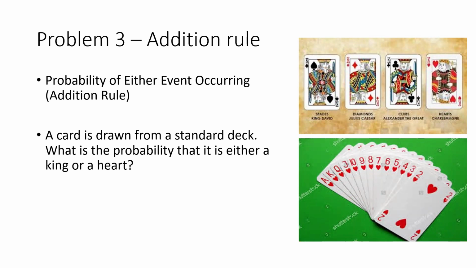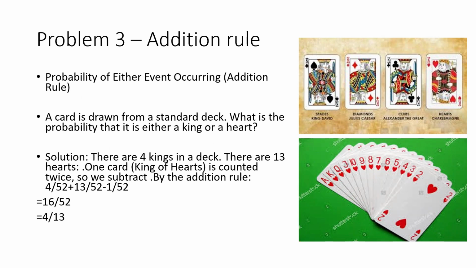For the probability of either event occurring, we have to use the addition rule. A card is drawn from a standard deck. What is the probability of either a king or a heart? There are 4 kings in a deck and 13 hearts. Now one card, the king of hearts, as you can see here, is a king and is also a heart. So it is 4 by 52 for the kings, and 13 by 52 for the hearts.